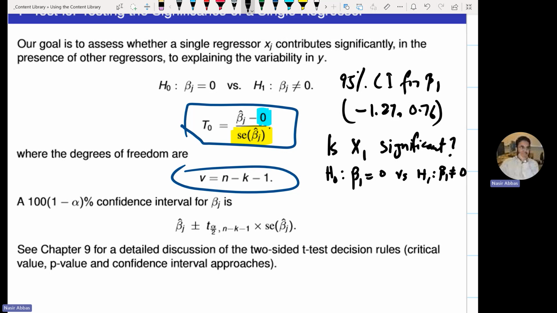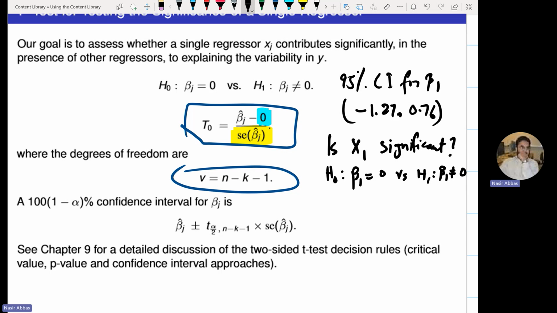What is the value you are testing here? 0. Does 0 belong to the interval? You will accept H naught. Again, I'm using wrong terminology, but you will accept H naught. And you will say that X1 is insignificant, not significant, non-significant, whatever word you use. If 0 belongs to the interval, that means you will fail to reject H naught. You will go with H naught, and H naught means the feature is insignificant.